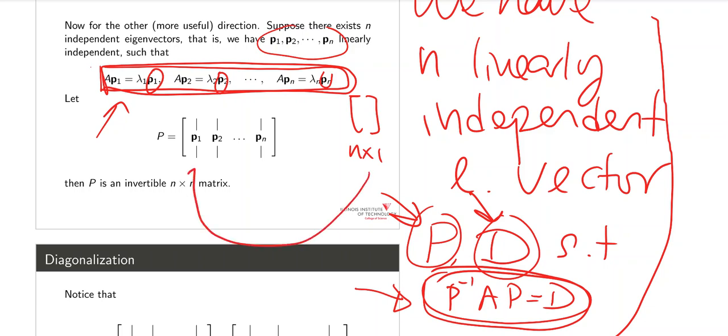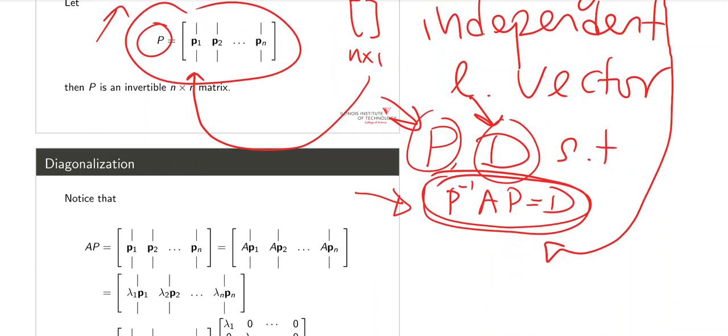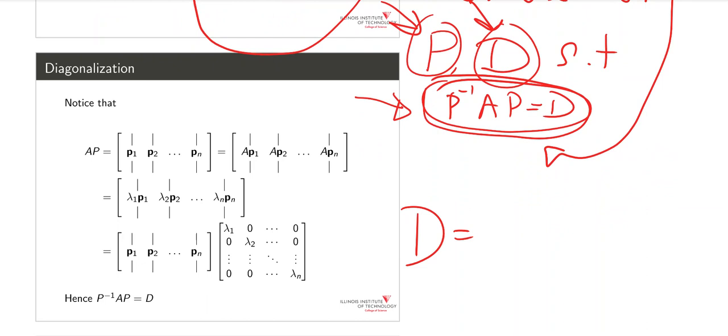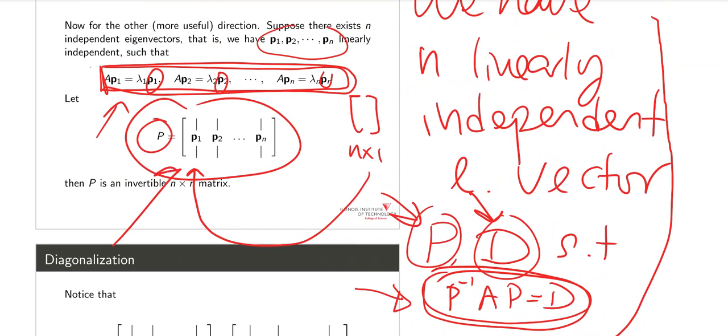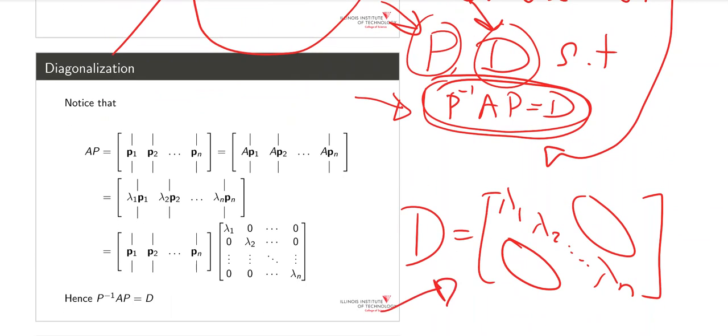So I'm going to construct my matrix P by putting all the eigenvectors as the columns of that matrix. That's my matrix P. Now I'm going to take D as the diagonal matrix, which has all these eigenvalues on the diagonal and everything else is 0. I'm going to take this P and this D, and show you that with P and D, I have P inverse AP equals D.